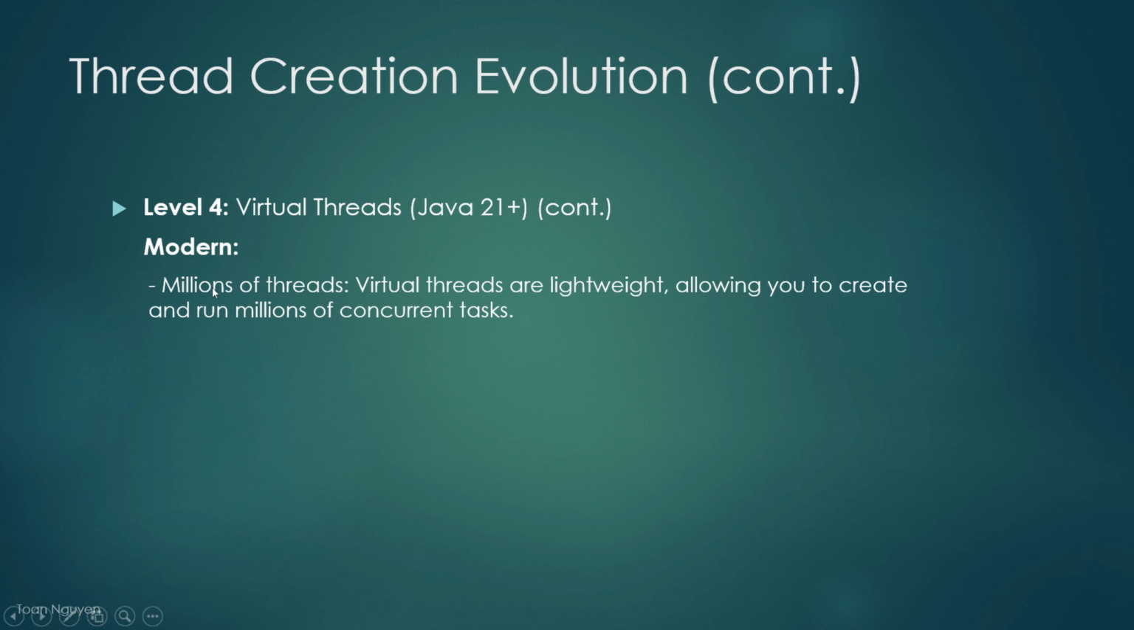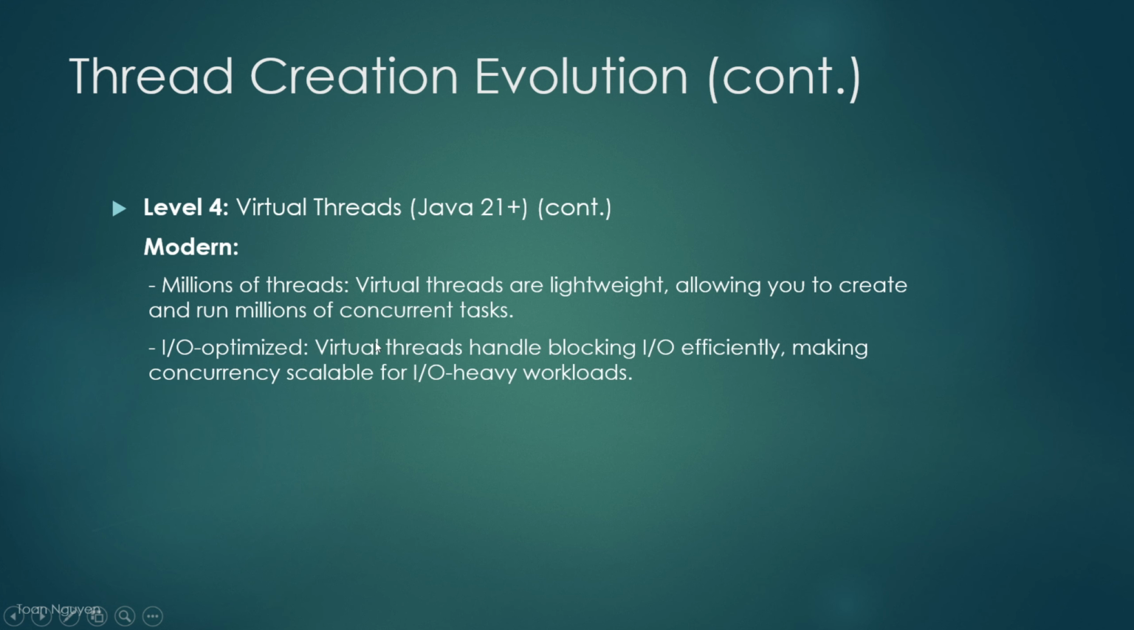Let's summarize. Virtual threads allow creating millions of tasks, whereas the traditional approach, with platform threads, maps threads one-to-one to CPU cores. That's the difference.